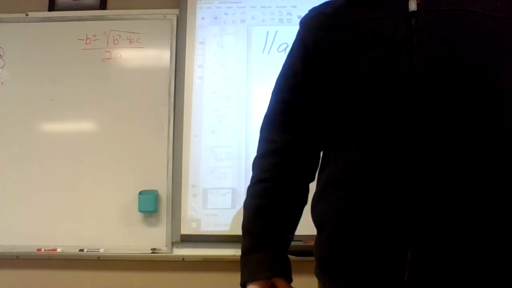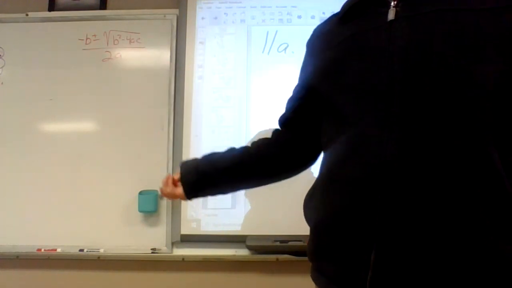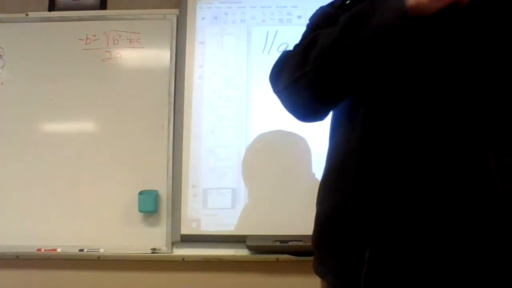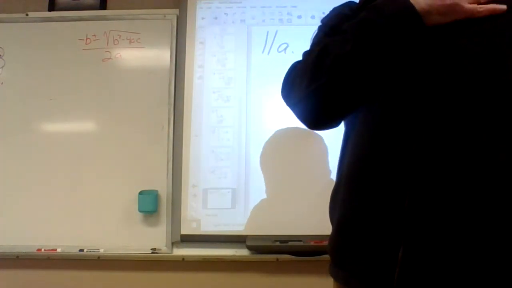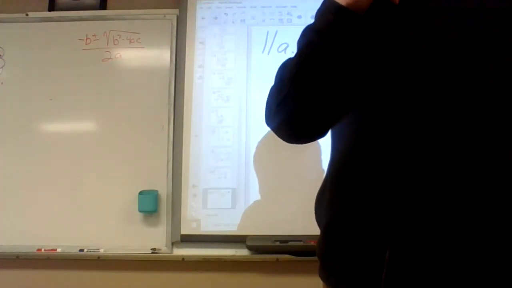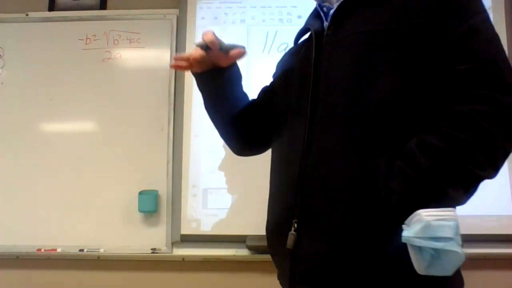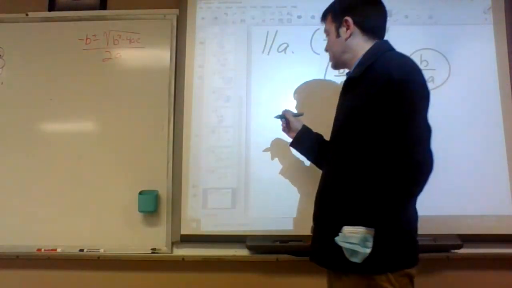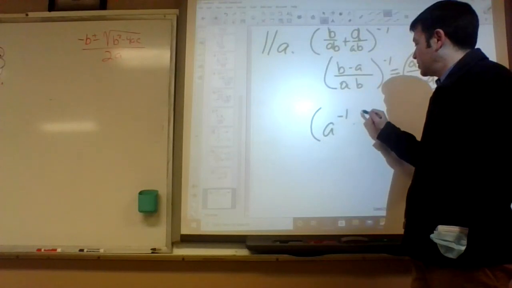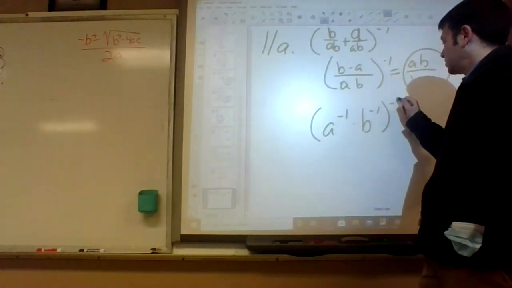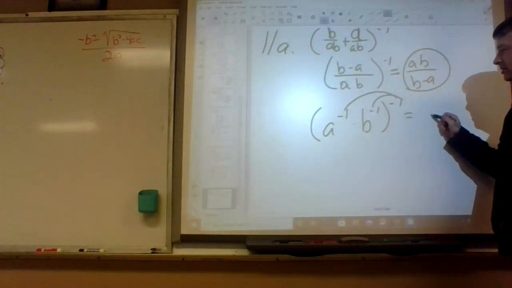Okay, on B, since it's multiply, you could just distribute the negative 1 out. Or you could do kind of what we just did. There's two ways to do it. But if we distributed the negative 1 out, how would we do that? It's a to the -1 and b to the -1. What do we do with the exponents in that case? Multiply. So what's -1 times -1? 1. So what's the answer?